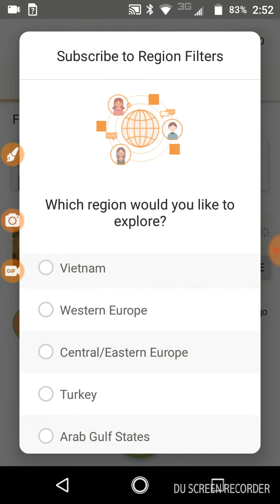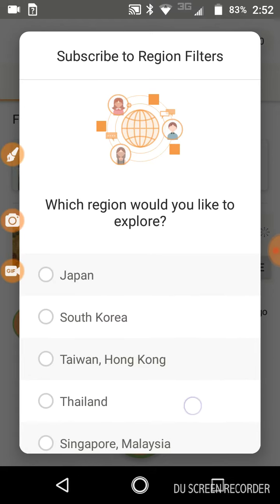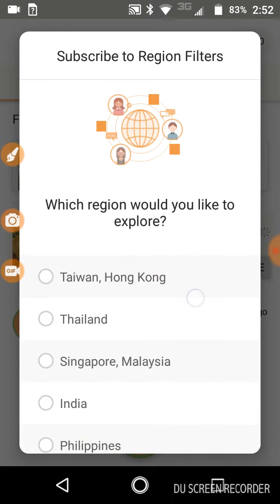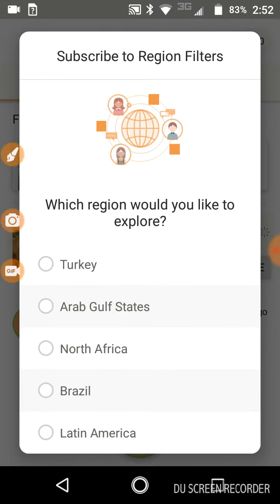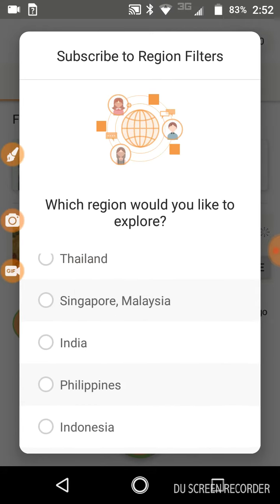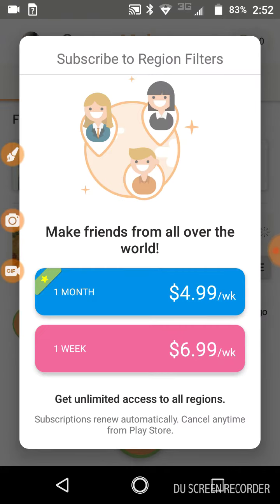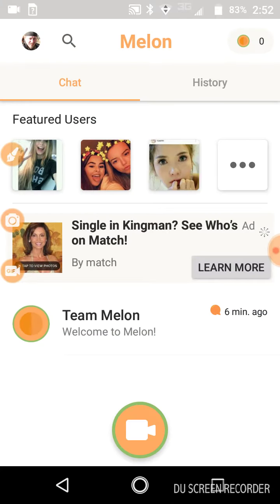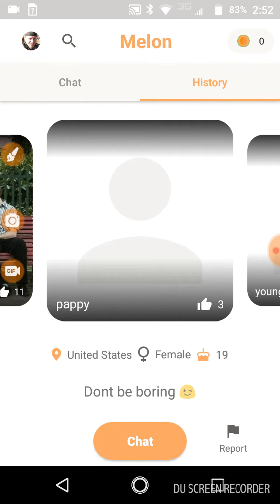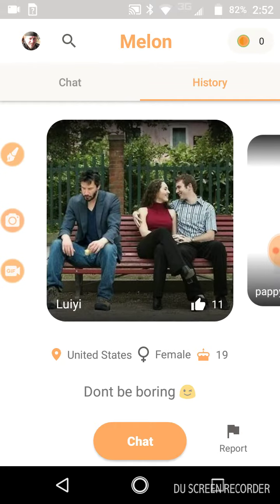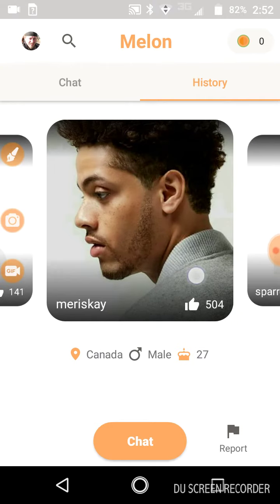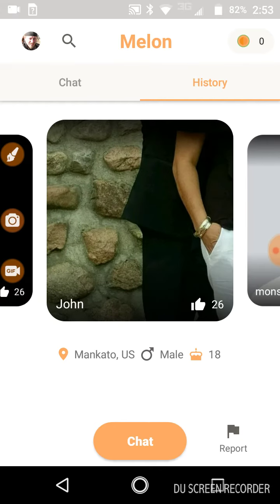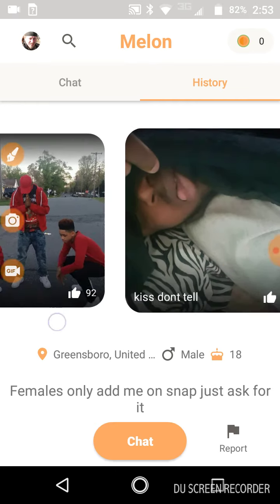Latin America. It doesn't even look like they've got a... I don't even know what to pick here. India, a lot of English speaking people in India. Oh, okay, well that's an ad. Featured users, history, don't be boring. Why is this all in my history? Was I talking to all these people? Am I still talking to all these people?